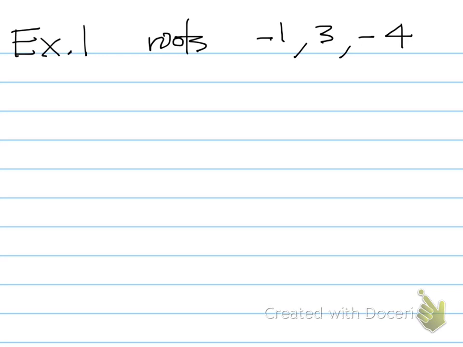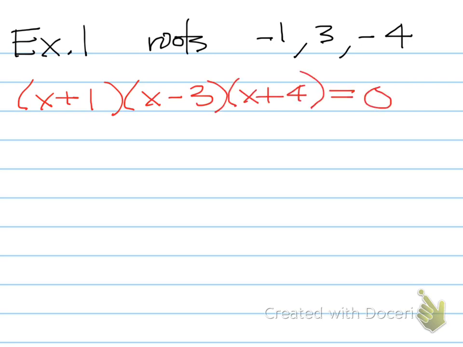So if we have the following roots, -1, 3, and -4, those are all rational numbers. So we just write x minus -1, which is x plus 1, x minus 3, and x minus -4, which is x plus 4. I usually multiply the factors that have the bigger numbers first. So I'm going to multiply the x minus 3 times x plus 4.